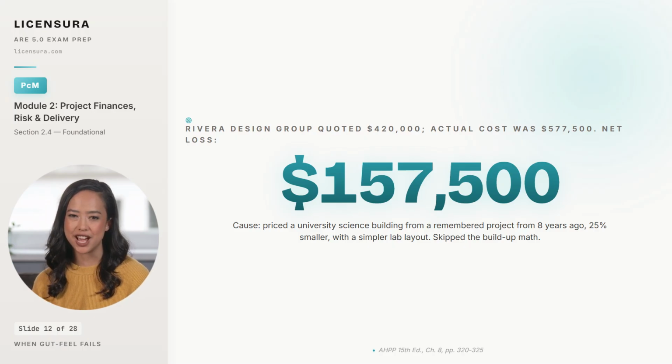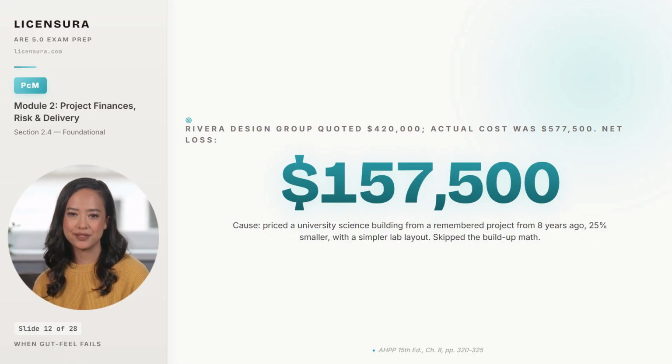The cause was identifiable in hindsight. The comparable project they referenced was from 8 years earlier, 25% smaller in floor area, and had a substantially simpler lab program with no specialized fume hood or vibration isolation work. A cost buildup applied to the new project, with hours estimated from a current task breakdown, would have produced a fee proposal much closer to the actual cost. And if the client had refused it, the firm could have walked away from the engagement rather than absorb the loss.